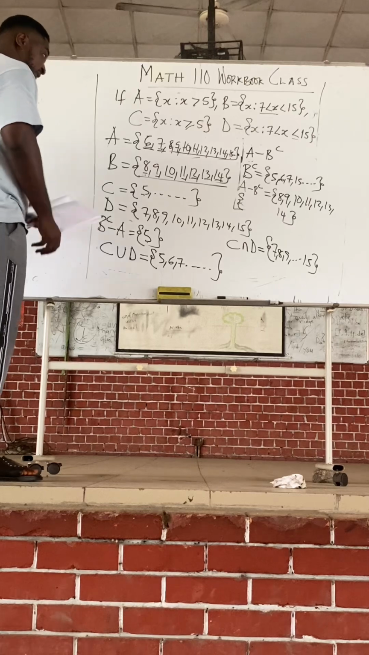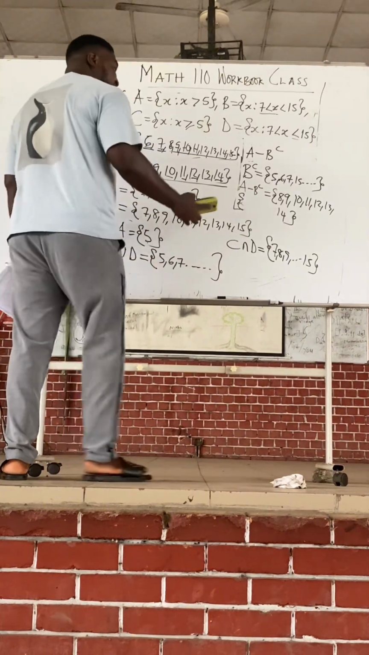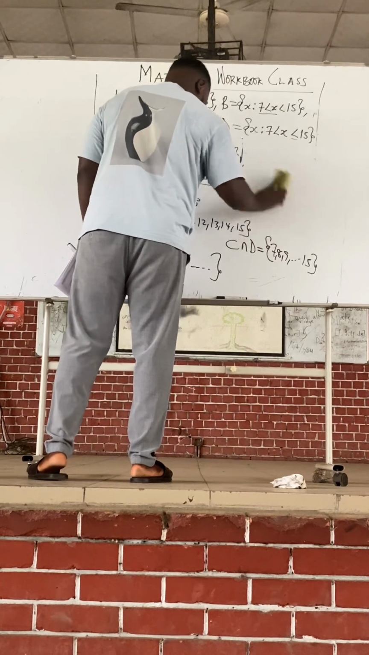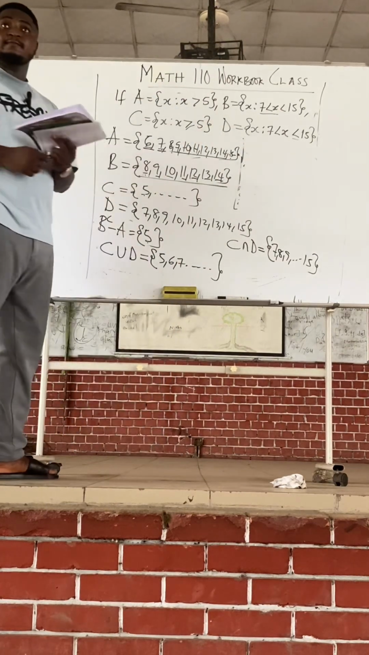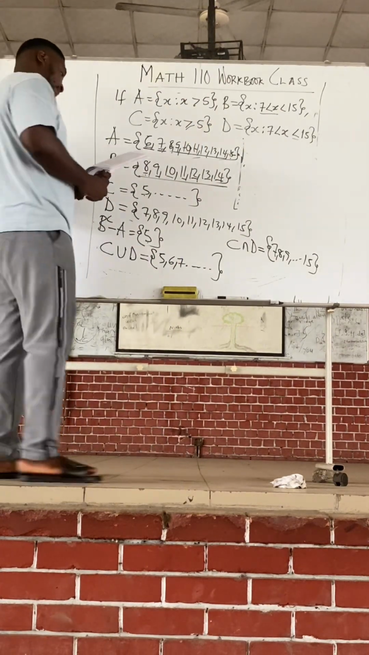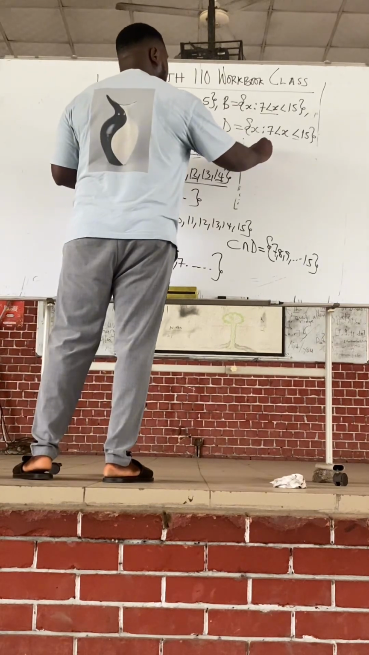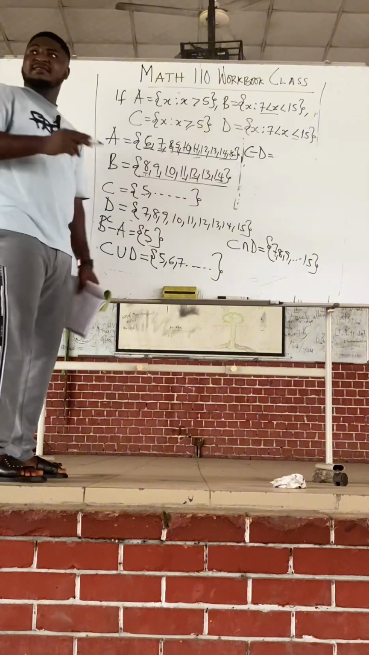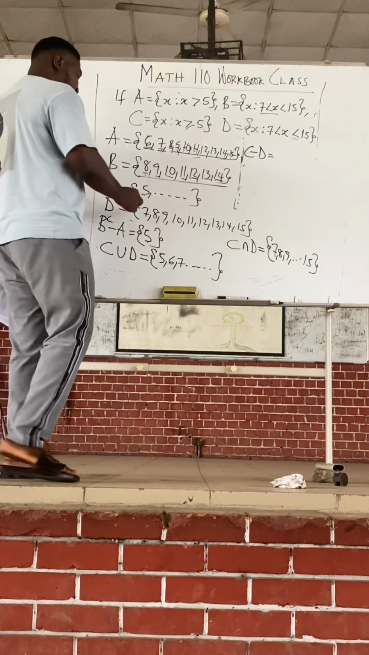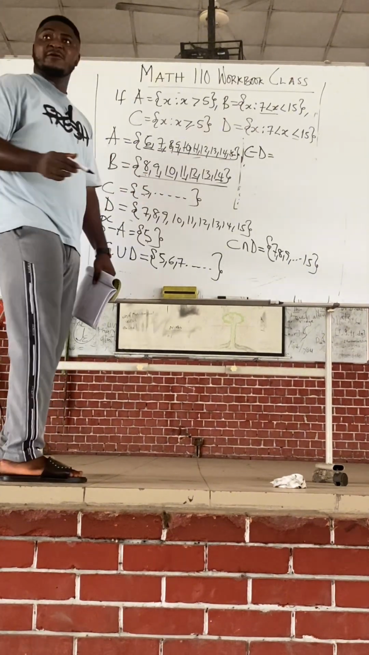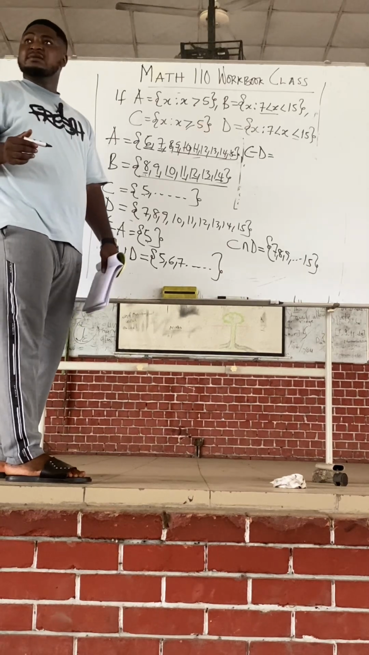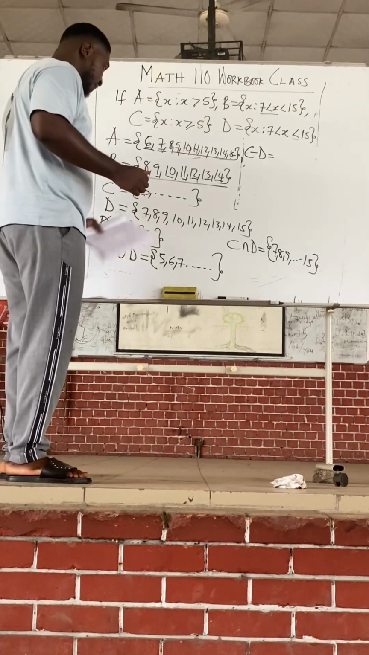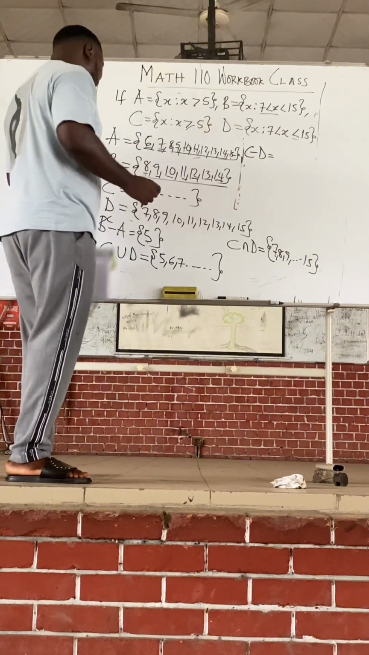Now C minus D. That's the difference between C and D. Who is C? 5, 6 till infinity, right? And who is D? 7, 8, 9, 10, 11, 12, 13, 14. C minus D means remove D from C.